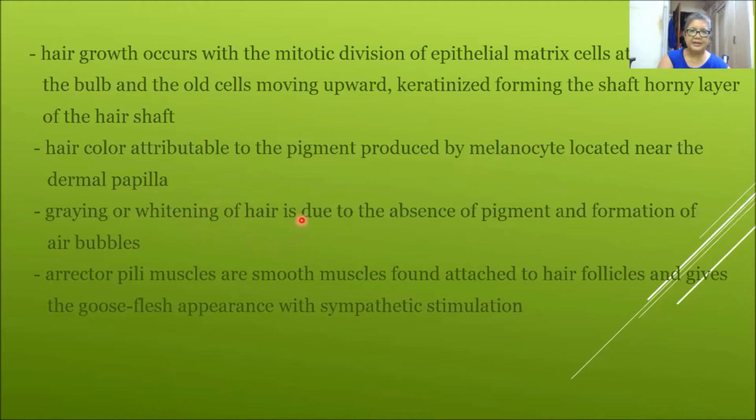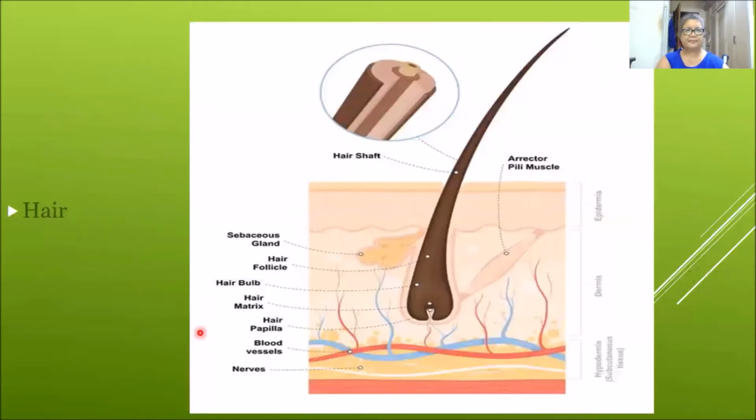Graying or whitening of hair is due to the absence of pigment and formation of air bubbles. Now, there is a smooth muscle attached to the hair follicle, the arrector pili muscle. When this muscle contracts, it gives you the goose flesh appearance with sympathetic stimulation.